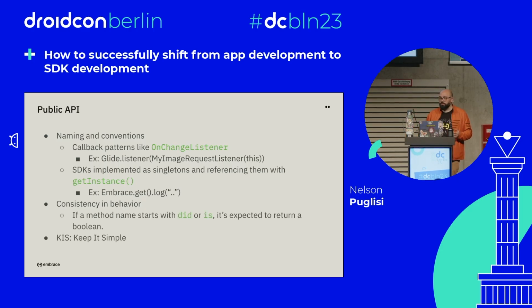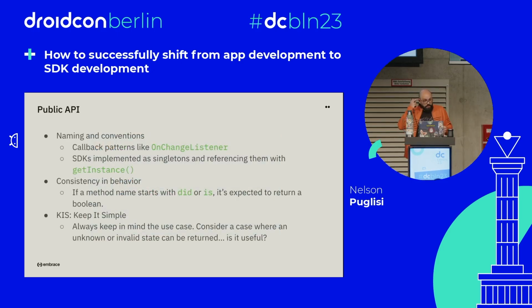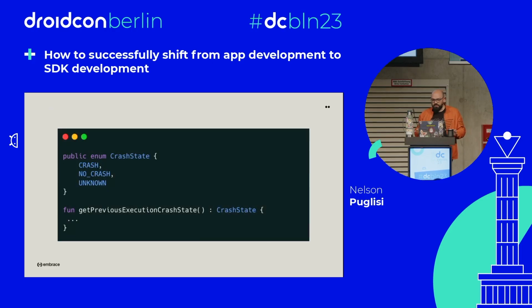And finally, I want to talk about keeping your API simple and focused on the usage. For example, Picasso has this method chain pattern to load the image, resize it, transform it, and load it into the image view. So it's pretty easy to read and understand. And again, focusing on the use case is pretty important.